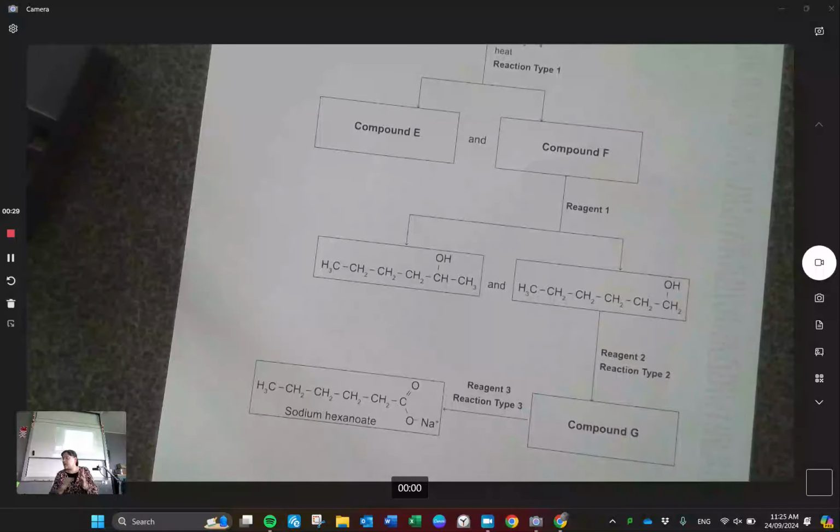Some things to keep in mind with what we're looking at: when you're working through this question, I would suggest you annotate to make sure you know what things are doing, so that you know what you should expect with your products and with your reagents. So that's something to keep in mind when we're looking at these sort of questions.